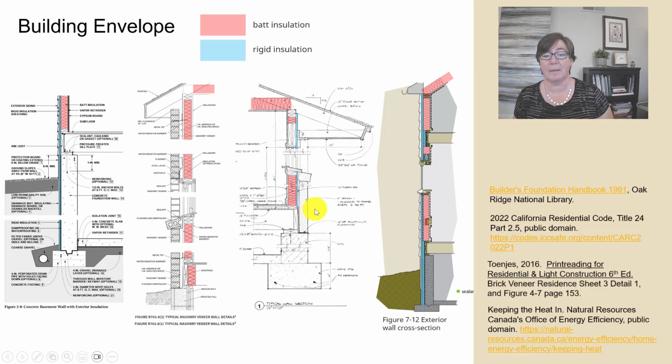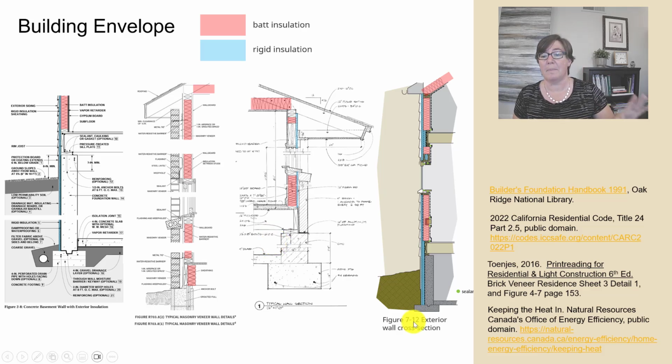Here's another example. I had you take a look at this wall section, right? And you can see that there is batt insulation in the wall and in the ceiling. And then there's rigid insulation along the exterior, right? In my opinion, it also needs it down here because this is unconditioned space.